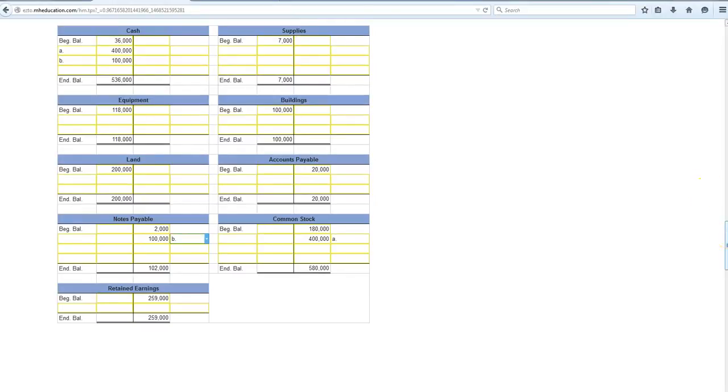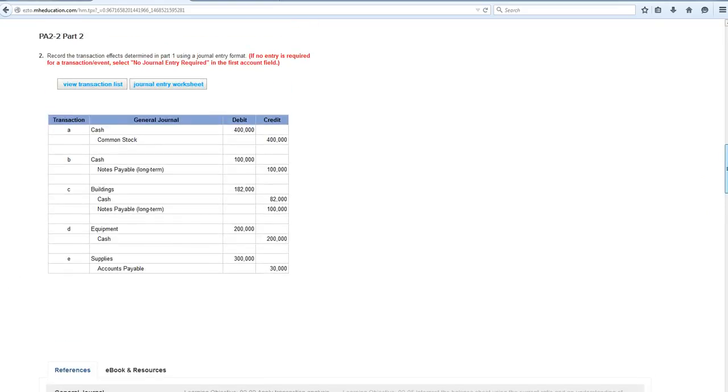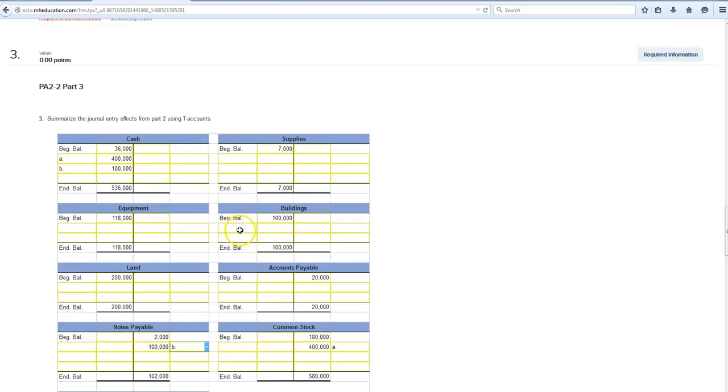Oh dear, I'm having trouble now navigating. Okay, in transaction C, we go to buildings and put $182,000 on the debit side, cash $82,000, and notes payable $100,000 on the credit sides. I apologize, I'm having a little bit of trouble navigating here. Okay, so for buildings, we go to the debit side. That would be transaction C. Put $182,000 on the left side.